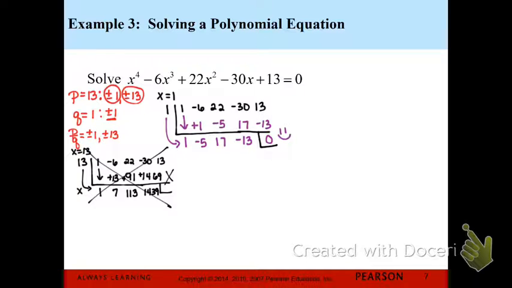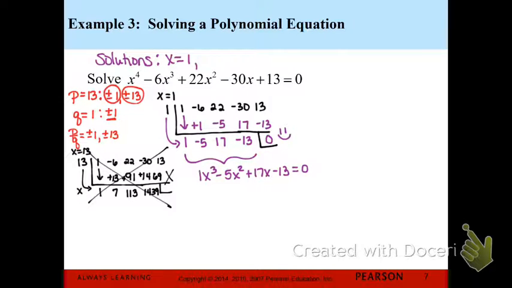So what I'm going to go ahead and do here too is write above this my solutions. I already found that x equals 1 works, doesn't it? So now all I have to worry about is this right here. Well, what is that as a solution, as a quotient for my division problem? It's going to start with x to the 3rd, because my problem was x to the 4th, right? So it's going to be 1x cubed minus 5x squared plus 17x minus 13. And so I just need to solve that part now. Can we factor it? No.